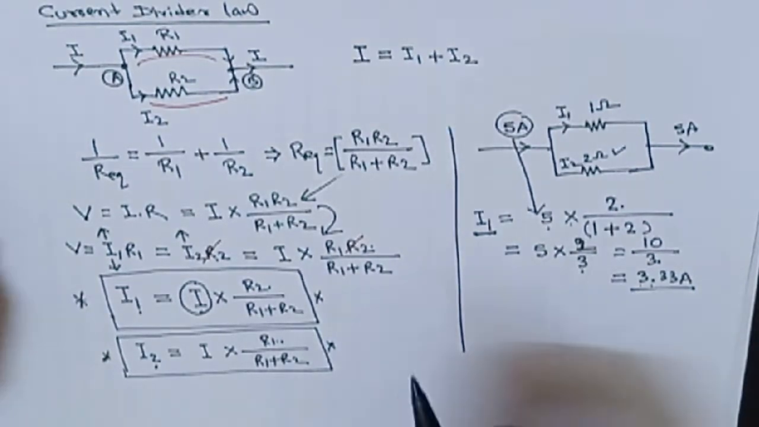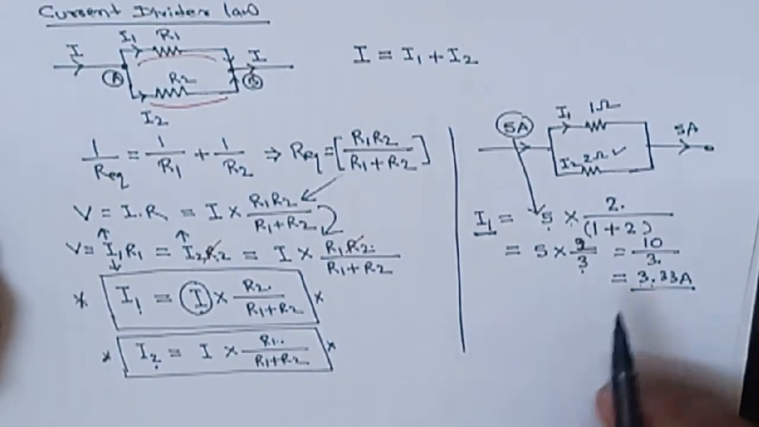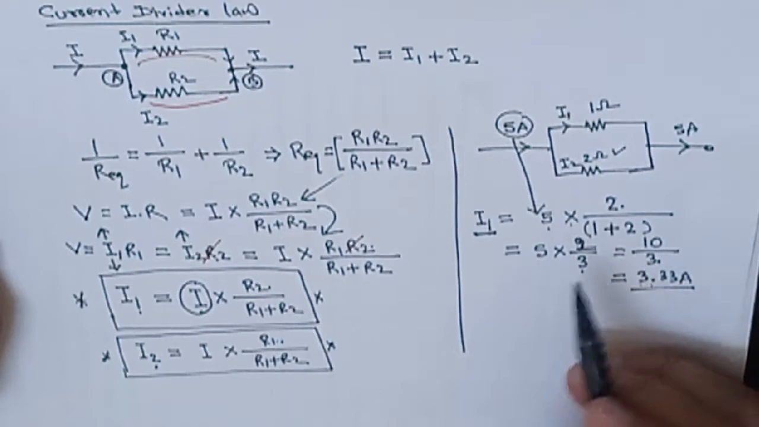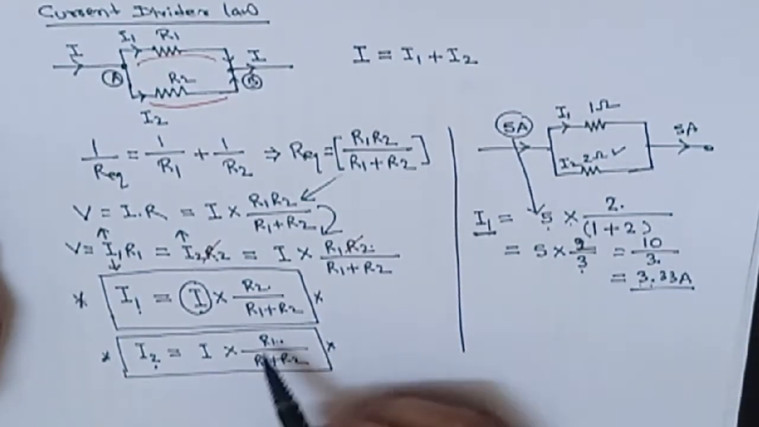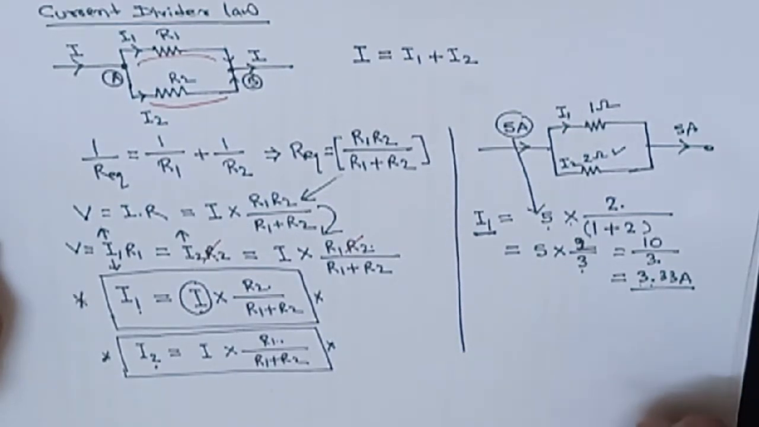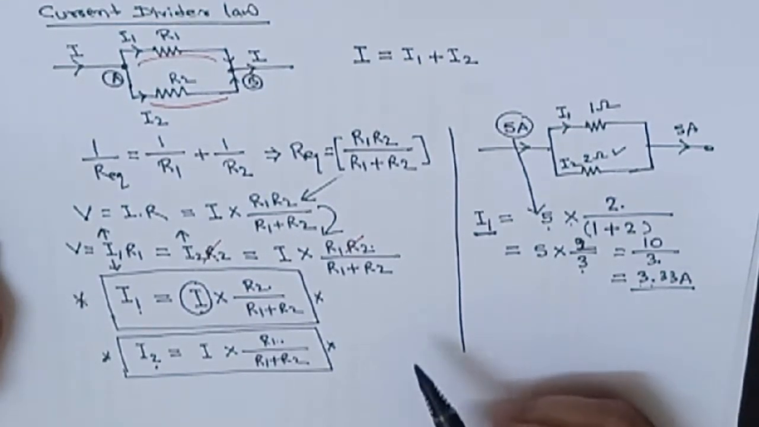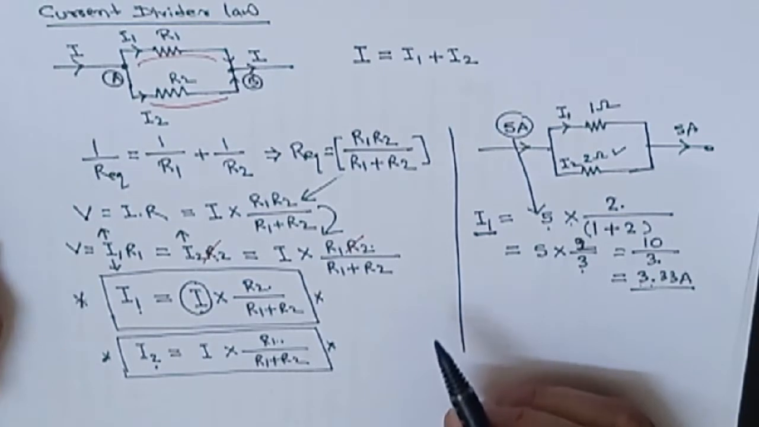So now, if you find this type of problem in your big circuits, then you can easily solve it in one or two steps with the help of this current divider law. So gradually in this channel, we are going to solve big problems and enter the critical thinking in electrical engineering.